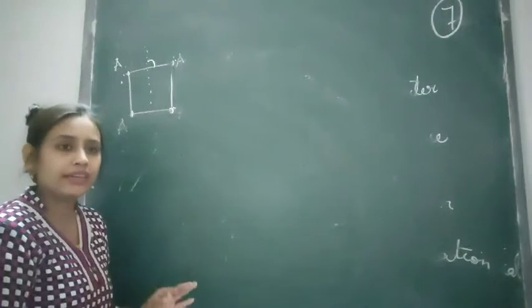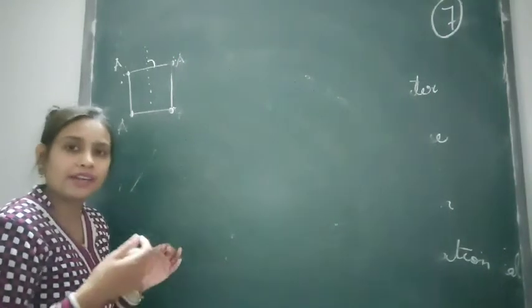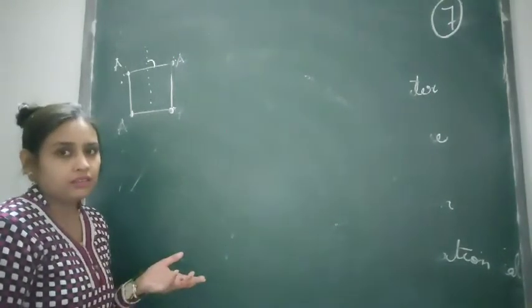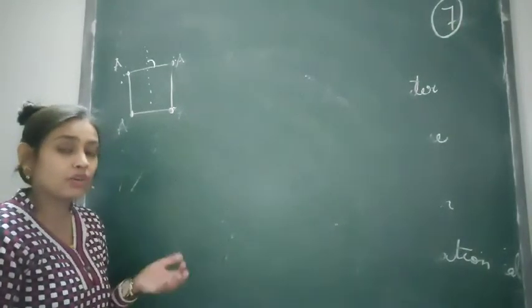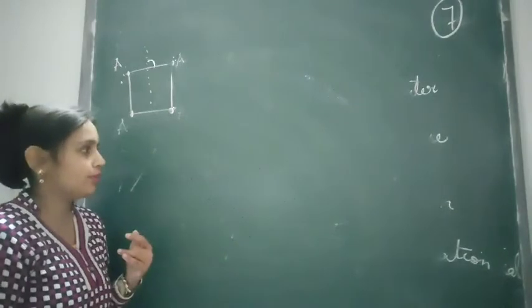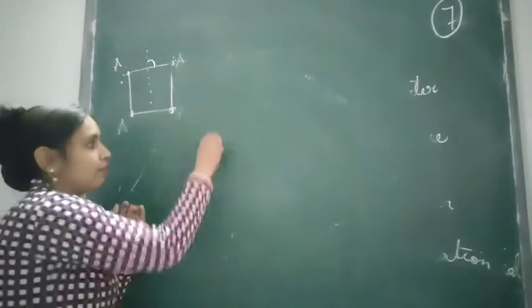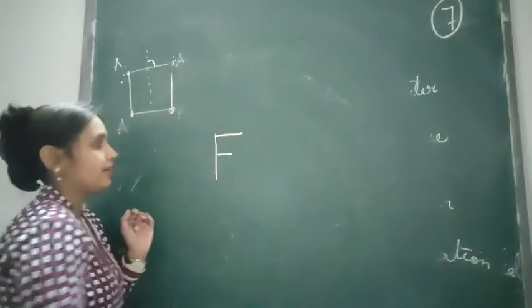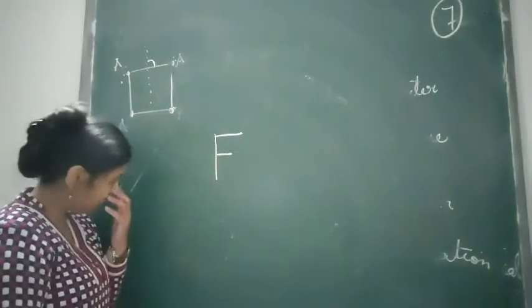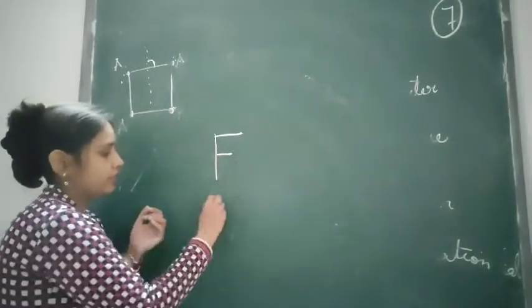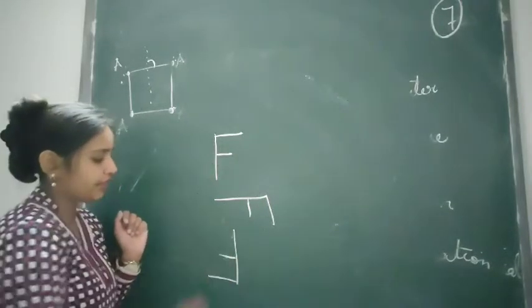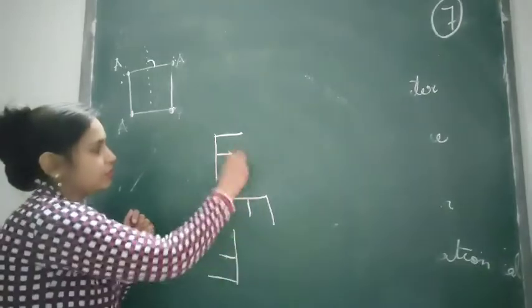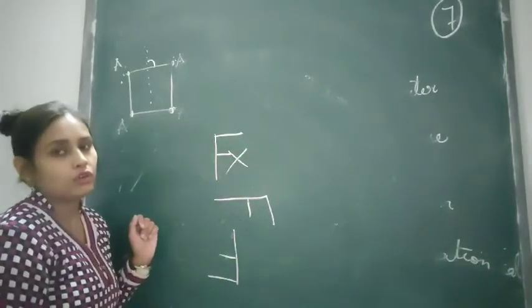Any figure if you are rotating, there has to be a symmetry. If symmetry is there, then no problem. That means it is following rotational symmetry. But if symmetry is not there, then it's a problem. Like for example, if you rotate this letter F like this, difference can be seen. If you rotate it like this also, difference can be seen. So it doesn't follow the rotational symmetry.